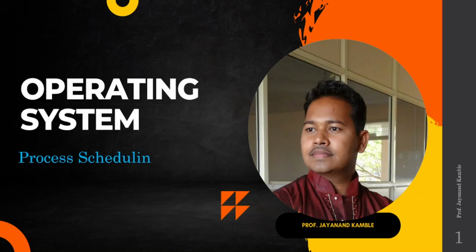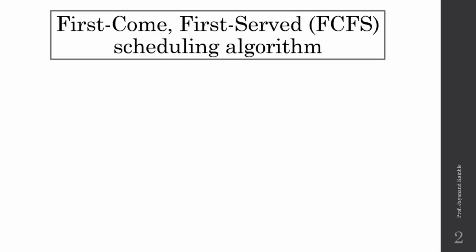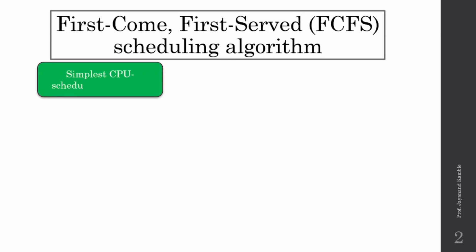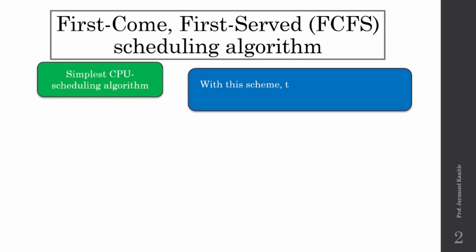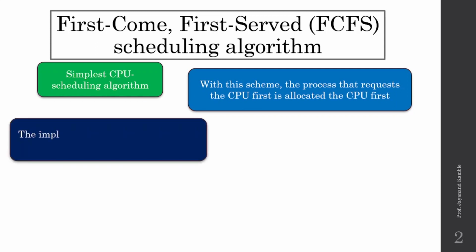Hello everyone. Today we will discuss a process scheduling algorithm, that is FCFS, first come first serve. The First Come First Serve CPU scheduling algorithm is considered the simplest CPU scheduling algorithm. With this scheme, the process that requests the CPU first is allocated the CPU first.